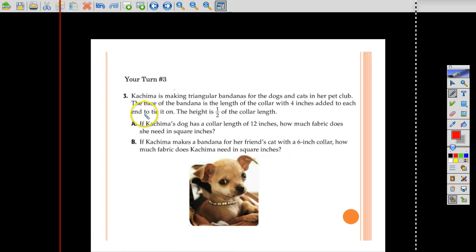Okay, so here's your turn, number 3. Here's another word problem about a cute chihuahua. So go ahead, do A and B.